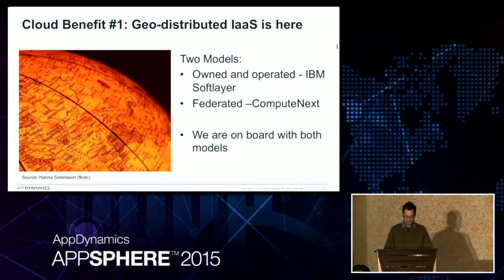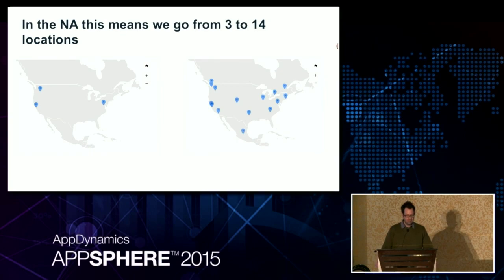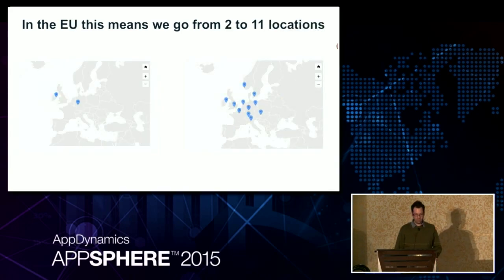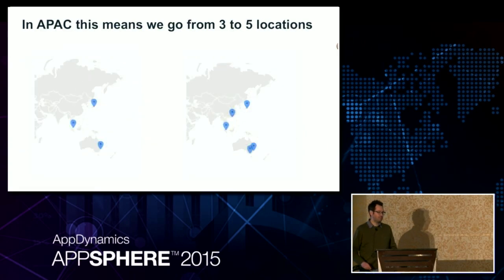And let's take a visual look at what this means. On the left here, this is the coverage we would have had if we just used Amazon, like one of our competitors. And on the right, this is the coverage we believe we can get to around GA with the combination of Amazon, SoftLayer, and ComputeNext. Just visually, you can tell this is much broader coverage in North America. Similar in Europe, you can go from 2 locations to 11 locations. Really good coverage. And even in Asia-Pac, where cloud adopters tend to be later adopters of some of these technologies, you can get from 3 locations to 5 locations.